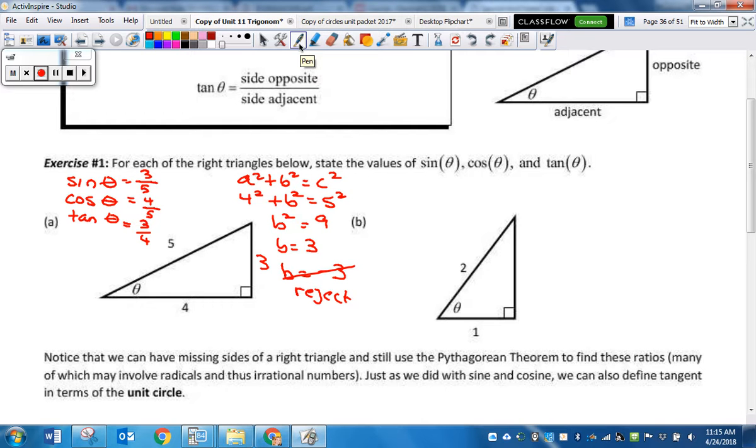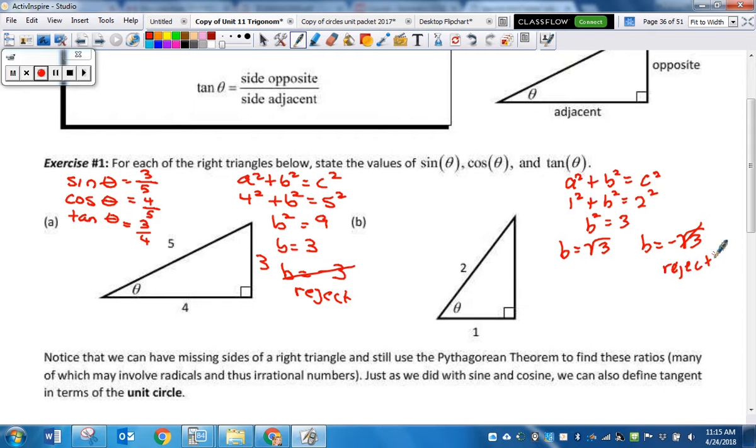Coming over here, right? Same idea? Alright, Quinn, what am I doing? Find the other side. Okay, so a squared plus b squared equals c squared. Fill in for me. So 1 squared plus b squared equals 2 squared. Okay, so b squared equals? b squared equals 3. So b would equal radical 3 and negative radical 3. Right. So reject negative radical 3. Got it. And so that side is radical 3. Alright, so sine of theta would be what? Radical 3 over 2.